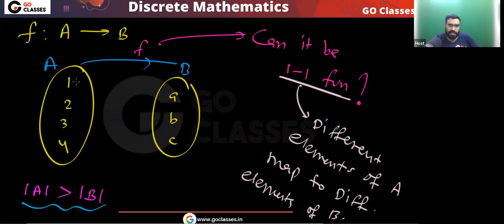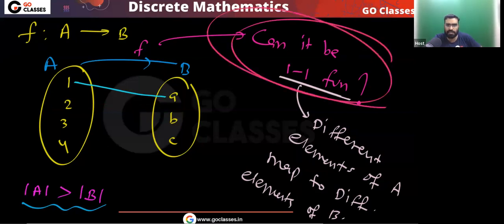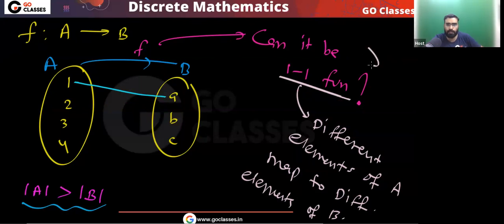So let's try to create a one-to-one function. This one is mapping to A. Now, can this 2 map to A? No, because I want to create a one-to-one function. Because the question is asking, is it possible?